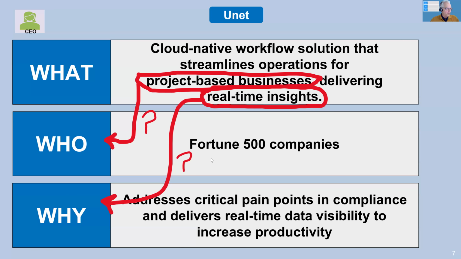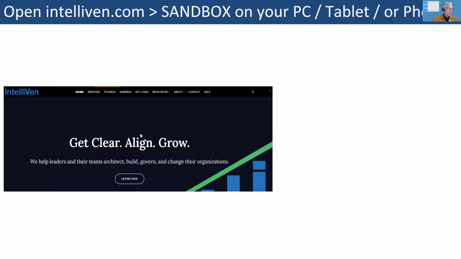And then let's look at the who, the Fortune 500 companies. Now, here I mentioned that we have AI-guided support. I want to show you what we mean by that. You can actually do this, or you'll be doing this later, so you can start getting yourself set up if you want. If you go to intelliven.com, it's up here in the title, and then go to the sandbox, which is right here, you can use a PC, tablet, or a phone.